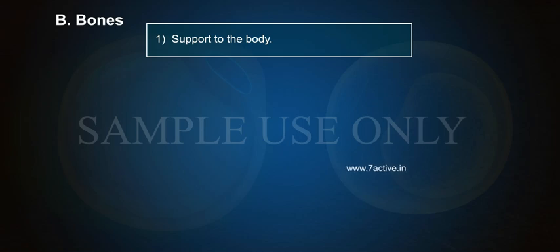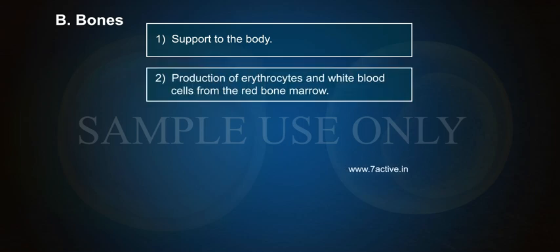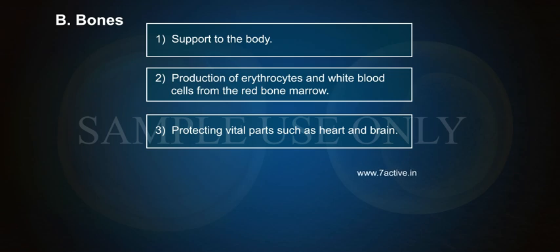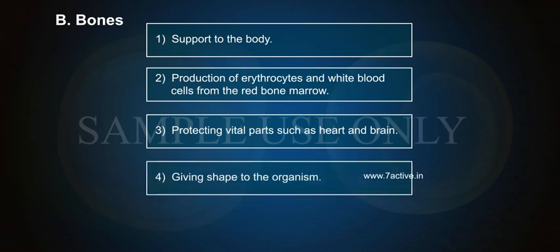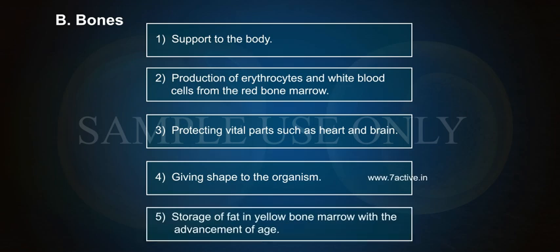Support to the body. 2. Production of erythrocytes and white blood cells from the red bone marrow. 3. Protecting vital parts such as heart and brain. 4. Giving shape to the organism. 5. Storage of fat in yellow bone marrow with the advancement of age.